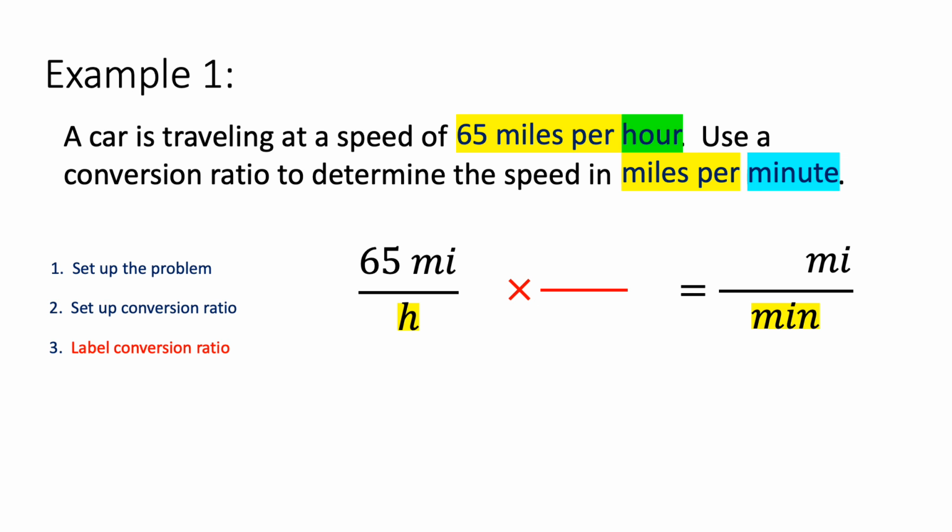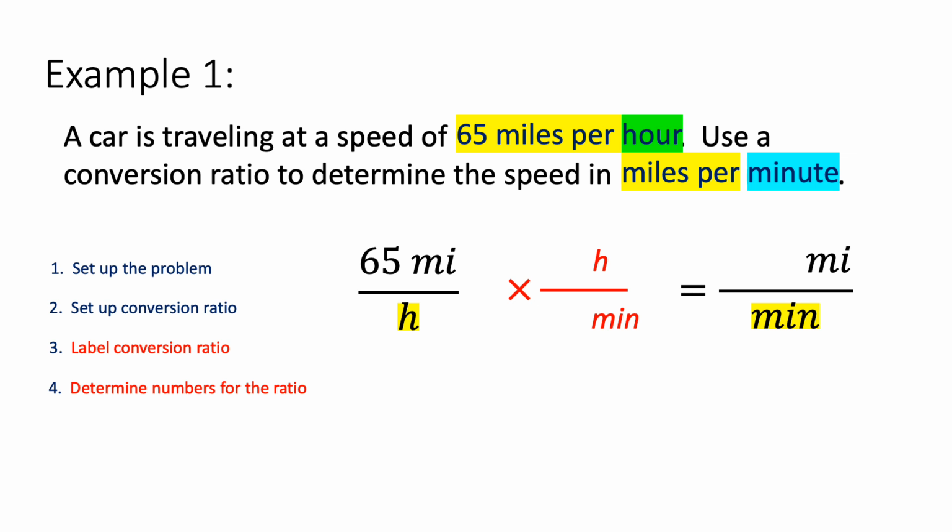This is where we have to look carefully at the names on our labels. Looking at the denominator, it's going from hours to minutes. So the bottom label is going to change from hours to minutes. The top label is going to be hours. This is so that we can cancel out the label of hours. So this is very important that we label our conversion ratio carefully.